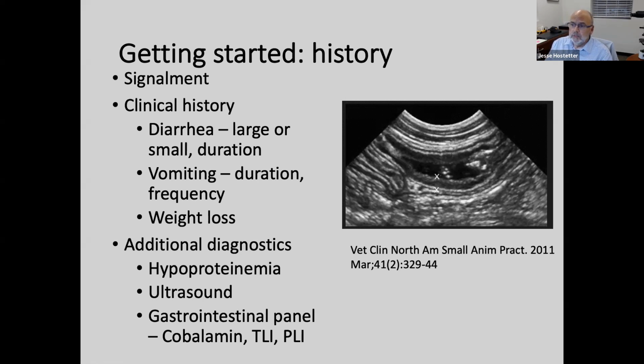And then if you can get them, GI panels are also very helpful, cobalamin, TLI, PLI. They also can kind of cue us in on what is the likelihood that this animal has diarrhea and vomiting, weight loss from GI disease.